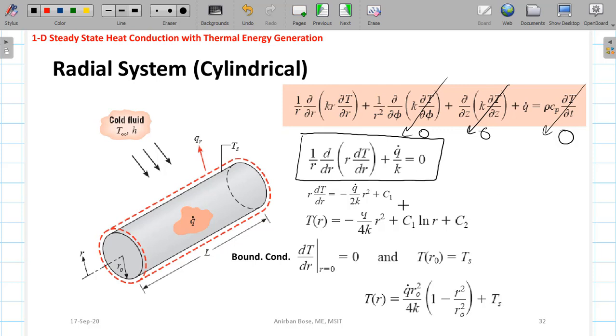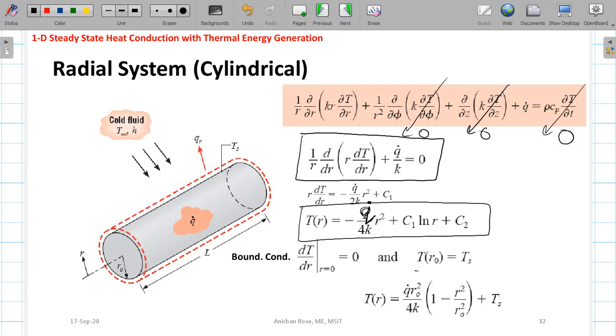The remaining part is very simple. You just simply integrate this differential equation and you find out the temperature field. To find out the constants, see, this is Q dot, the rate of heat generation. You just apply the boundary conditions here. What are the boundary conditions here?